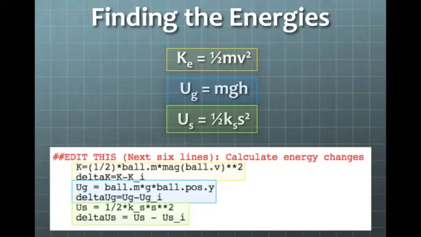The energies in the system are the kinetic energy, gravitational potential energy, and the spring potential energy. These energies are calculated by the following equations listed on the slide. These equations were then written in code, as you can see color-coded on the slide.